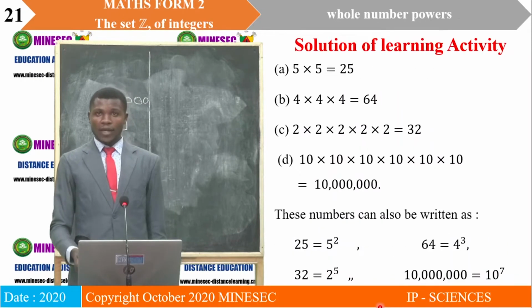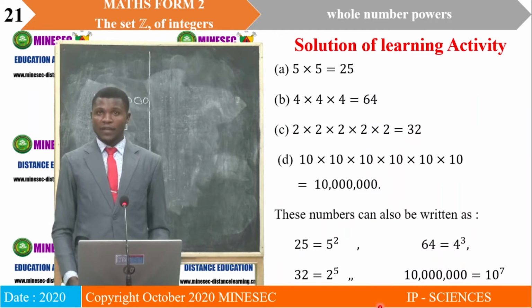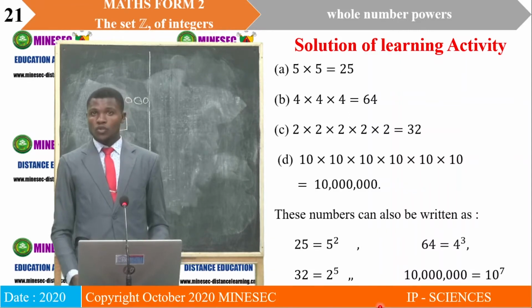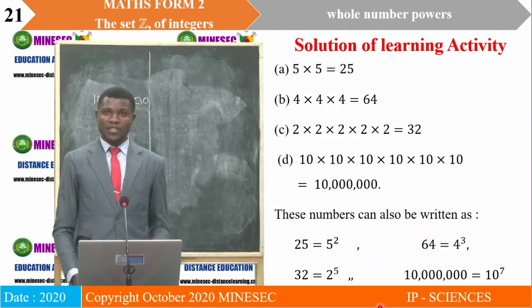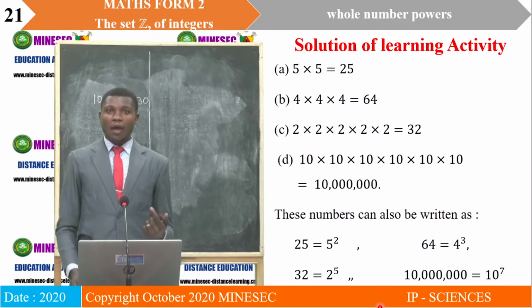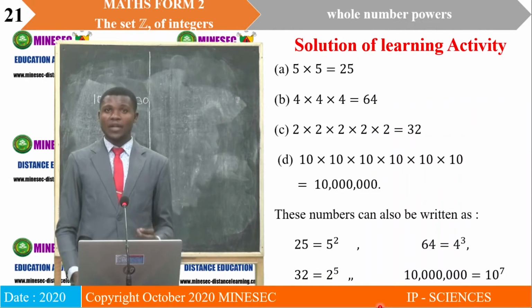Now let's look at the solution to our activity. The first answer is 25. It means that 5 times 5 gives us 25. 4 times 4 times 4 gives us 64. 2 times 2 times 2 times 2 times 2 gives us 32. And 10 times 10 times 10 times 10 times 10 times 10 gives us 10 million. And this 10 million is what we had in our problem. Now, how can you conveniently write these answers that we have in our activity in a less cumbersome way?